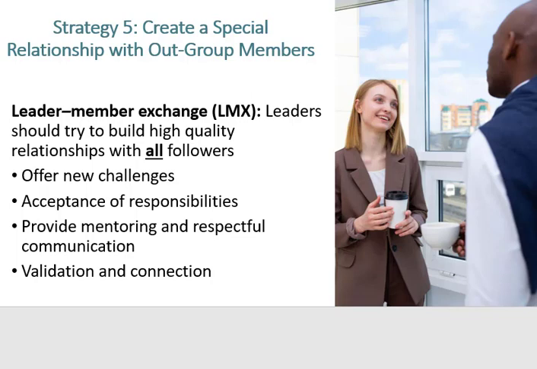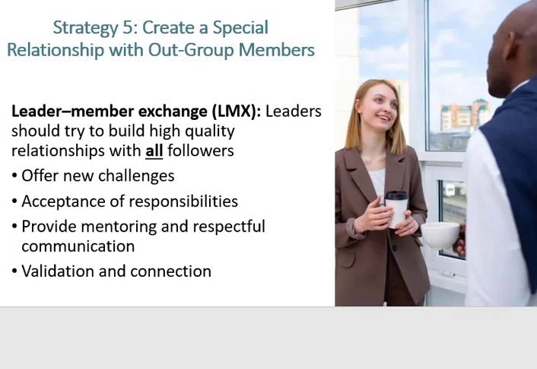First, offer new challenges. Special relationships can develop when a leader challenges outgroup members to be engaged and to try something new. That means giving followers opportunities to take on new roles and responsibilities. Second, if an outgroup member accepts these responsibilities, it is the first step in forging an improved relationship between the leader and that person. A follower may not accept the responsibility and be okay with not having a high-quality relationship or being part of the outgroup.